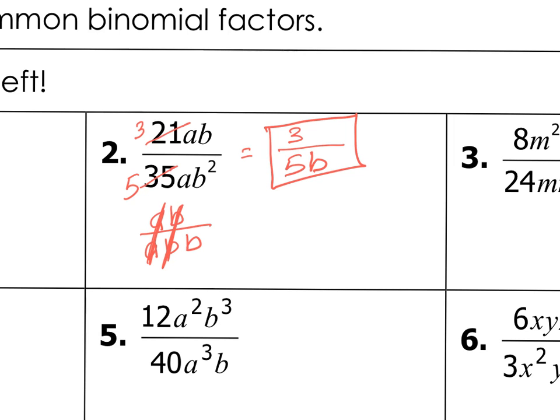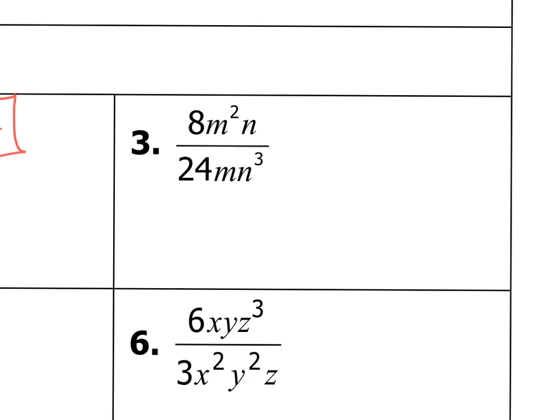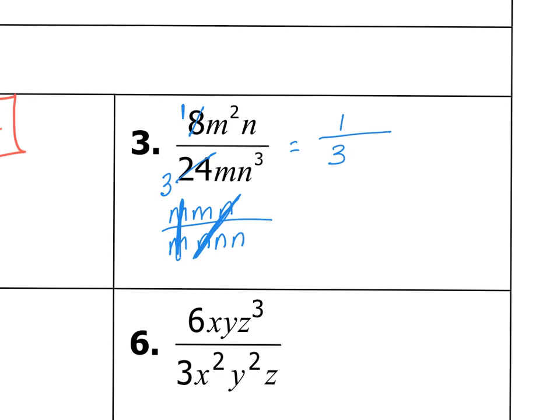Okay. So we're going to go on and try the next problem, which is number 3 here. We're doing exactly the same thing for the first 6 problems. We're just going to do the same thing over and over again. So what goes into 8 and 24? Well, 8 does. 8 goes into 8 1 time and into 24 3 times. And so that gives me 1 over 3. And then I'm going to do my variables. So I've got m and m. That gives me m squared and n. And I have m and 3 n's on the bottom. So 1 m on top and 1 m on bottom goes away. And 1 n on top and 1 n on bottom goes away. So that means I have an m on top and 2 n's on bottom, which gives me m over 3n squared. And there's your answer.